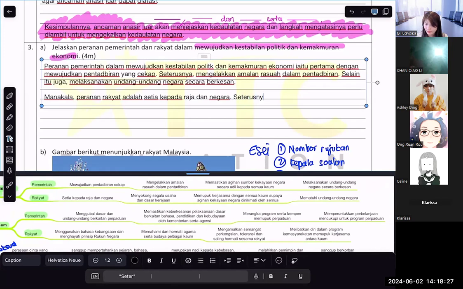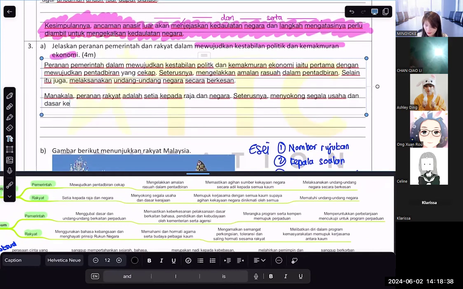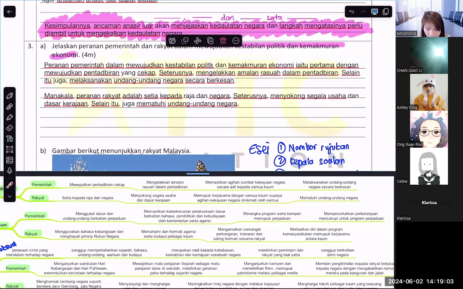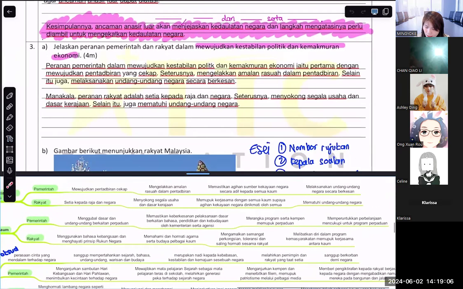Seterusnya menyokong segala usaha dan dasar kerajaan. Then, selain itu, juga mematuhi undang-undang negara. You may think that, teacher, I think the answer is quite similar, right?